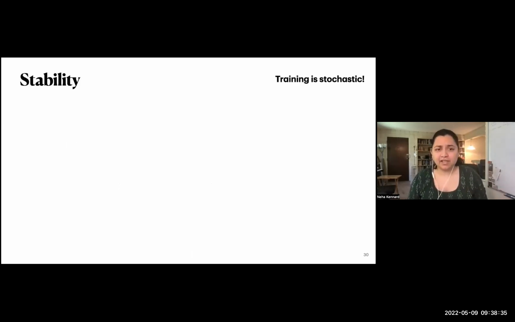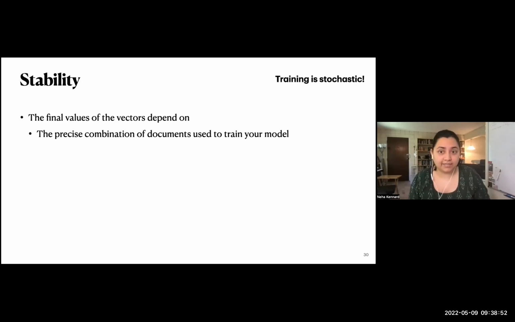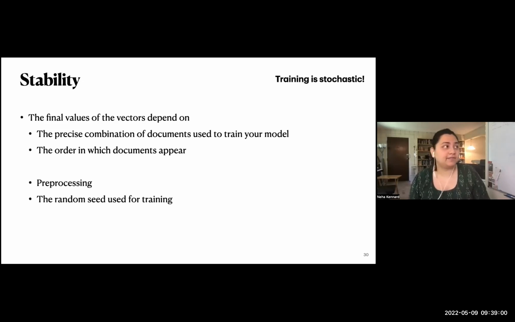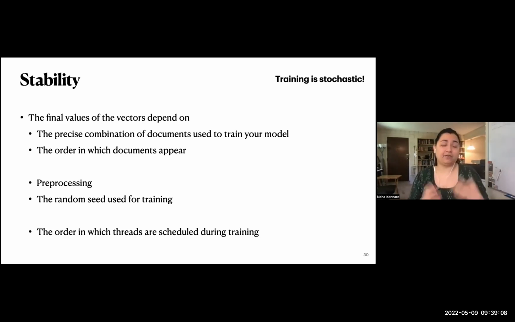One thing to notice is that the training of word embeddings is stochastic. Unlike some deterministic methods where you're just counting co-occurrences, the final value of the vectors depends on a lot of different things. Some of them make more sense, like the precise combination of documents you use to train your model, sometimes the order in which the documents appear, and also things like pre-processing and the random seed, which are still somewhat within your control. But if you use multi-threaded training, the exact values also depend on the order in which threads are scheduled, which is totally out of your control. So there are a lot of different sources of randomness.